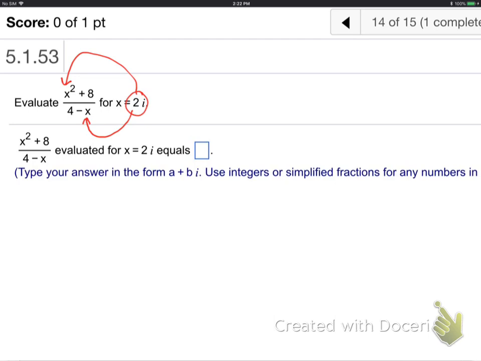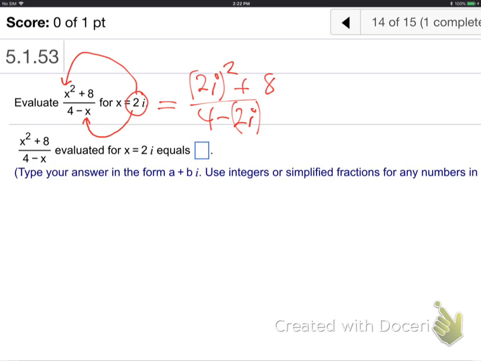Yes, which is negative 4. Yeah, good. All right, so notice we're going to plug in here. So what we're going to get is (2i) squared plus 8 over 4 minus 2i. Does everybody see what I did? I plugged in the 2i in the top and the bottom. Now that 2i is squared, you've got to put parentheses. See how I put parentheses around it?